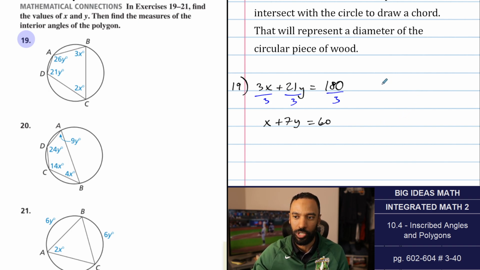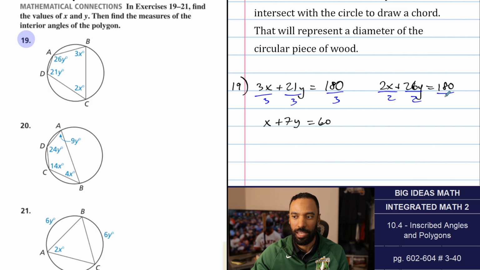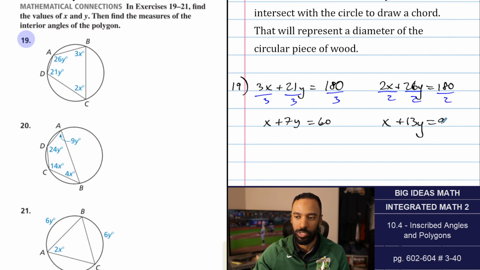Now, the other portion of this system is I can add the 2x and the 26y. Those are also opposite each other, and they will also add to 180. But if I divide everything by 2 here, because I can, and I just like to make things smaller when I can when it comes to these, I got x plus 13y equals 90.